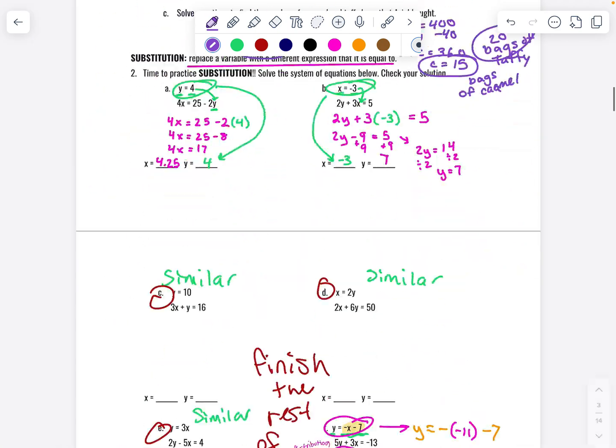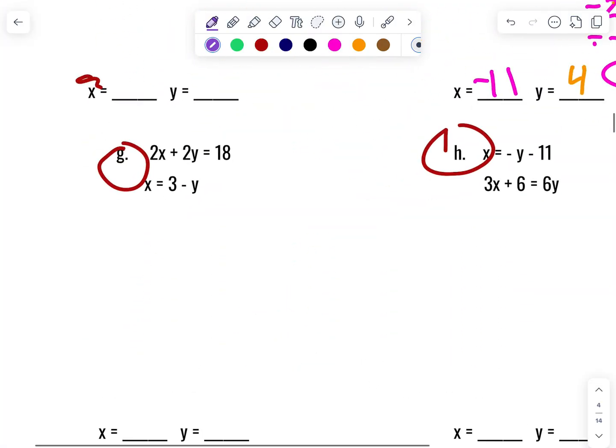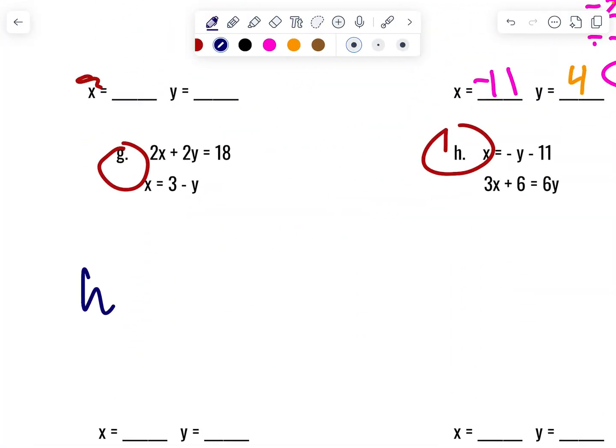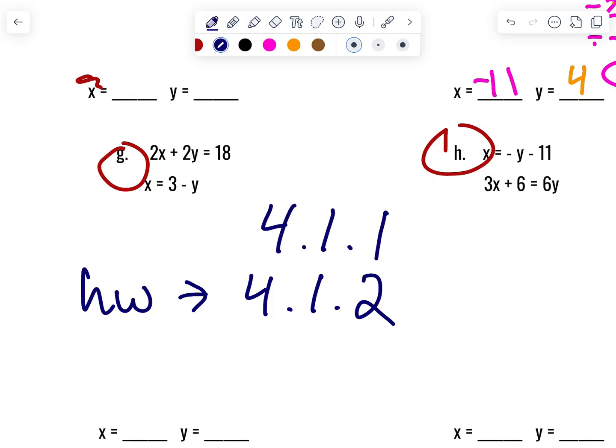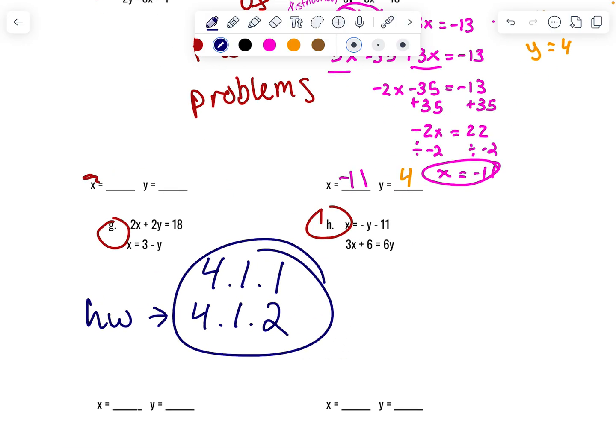So again, make sure you go back and finish these problems, and then your homework is going to be 4.1.2. You can also do 4.1.1. That was yesterday's that we didn't get to, so those are the 2 homework assignments you can be working on.